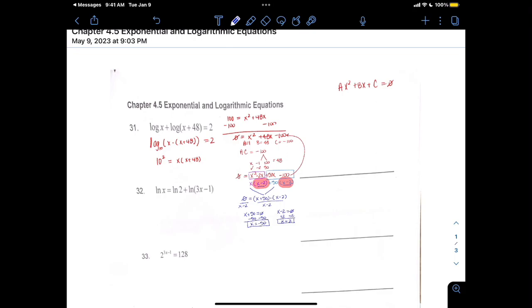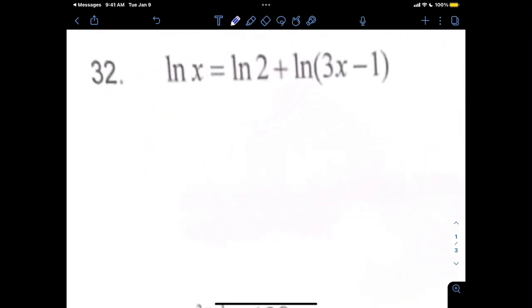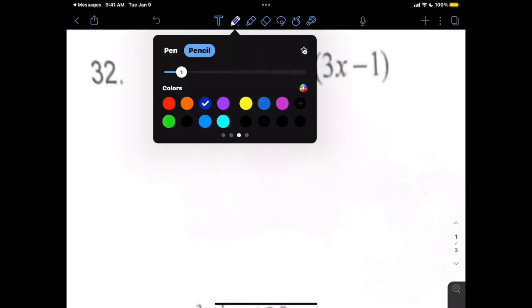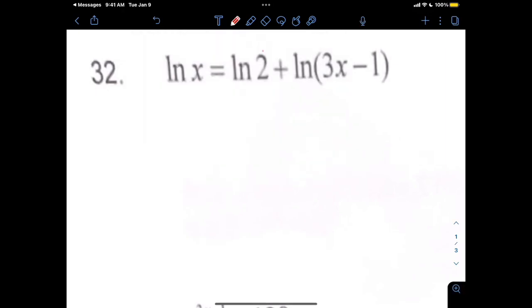All right, let's look at the next one. So here we're doing natural logarithms. And again, the same exact rules still apply. So what that means is I can take these and combine them by multiplying what's inside of the natural log. So I'll copy down my first side. I'll put in my natural log and I will multiply 2 times everything that's in there.